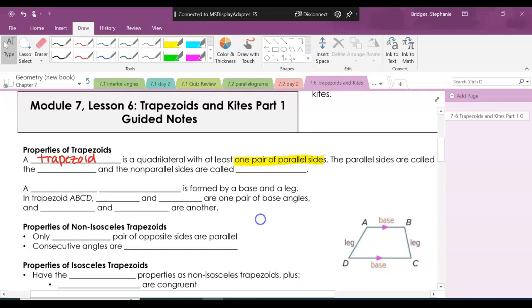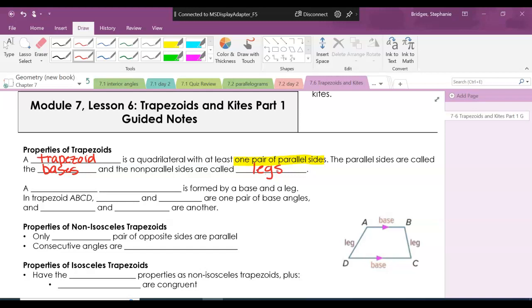The parallel sides in a trapezoid are called the legs. No, I'm kidding. Wrong word. Bases. I'm ahead of myself. The bases. And the non-parallel sides, those are called the legs. Okay, the parallel pieces are bases. The non-parallel pieces are called legs. So far, so good?